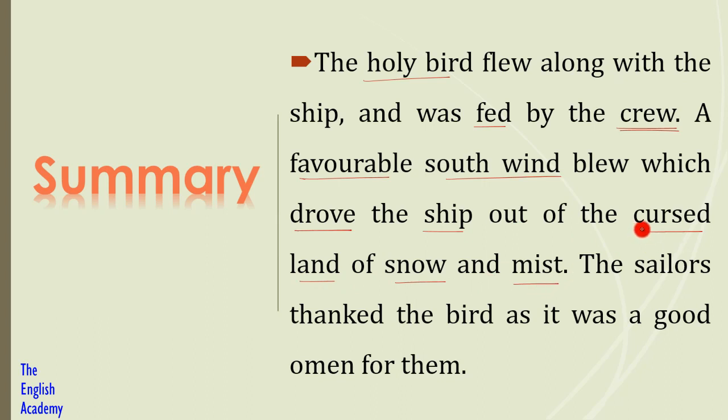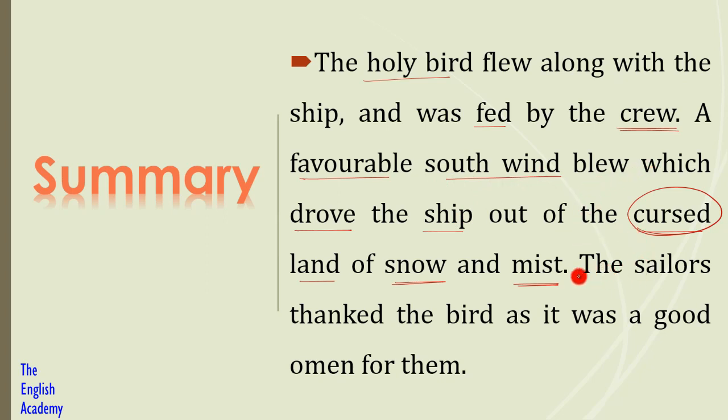Why does the mariner call the land of snow and mist the cursed land? Because they were stuck in the snow and it was very cold. There was ice all around them. So now once again, destiny favored them and their ship started sailing towards the north, and there was a favorable wind blowing which pushed their ship towards the north.